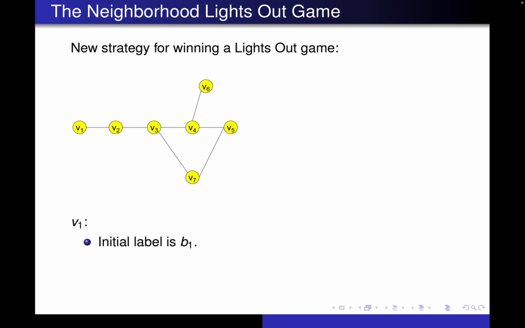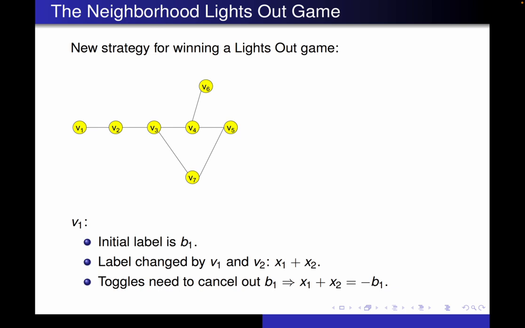V1's initial label is b1, and we want to end up with a label of 0, and we want to look at which vertices are going to affect that label. Every time we hit V1, we increase the label by 1. Every time we hit V2, we increase the label by 1 as well. When we hit V1 x1 times, that increases the label by x1, and when we hit V2 x2 times, that increases it by an additional x2. Altogether, that's x1 plus x2. We want to cancel out that b1, which means we want x1 plus x2 to be equal to negative b1.